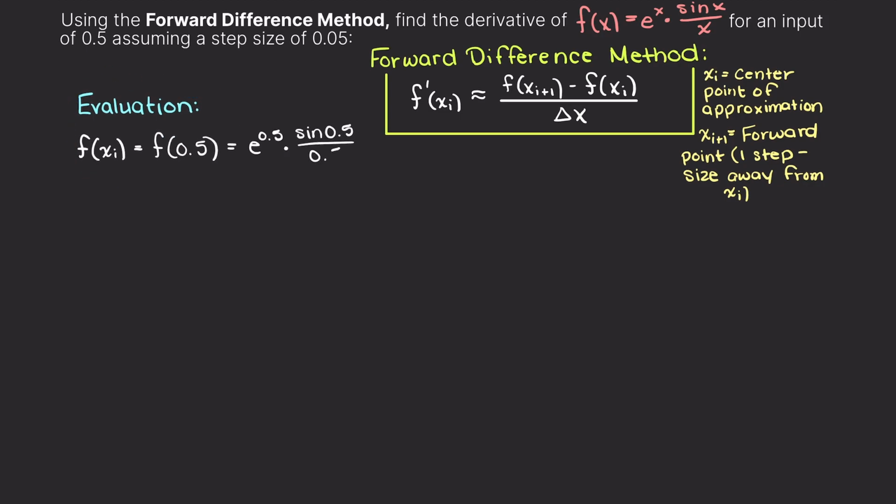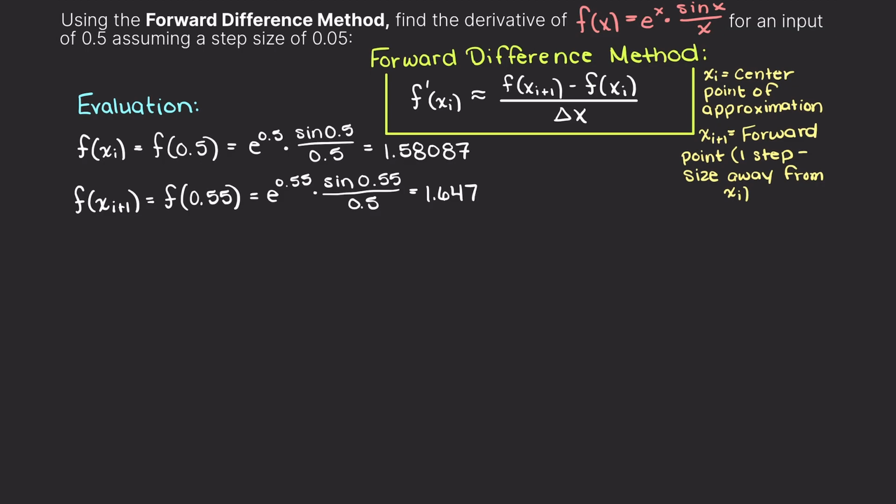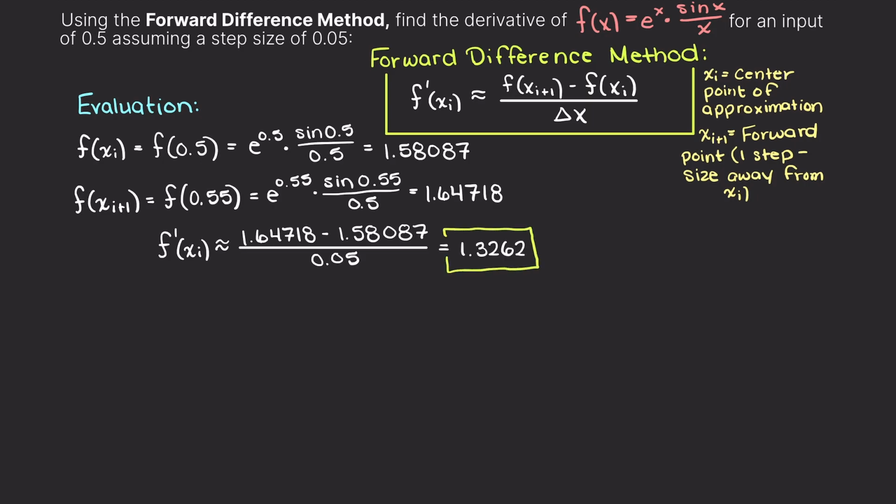So, we'll just evaluate our function at 0.5 and 0.55 first, just like we did before. Now, we can plug these values into our forward difference equation, and we find that the derivative at 0.5 of this function is approximately 1.3262.